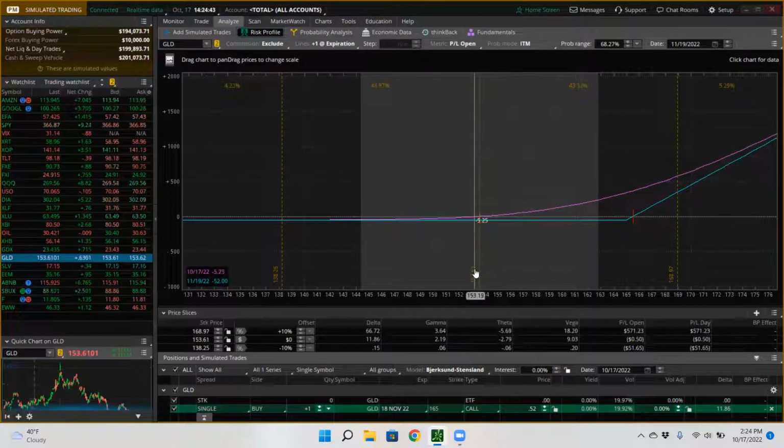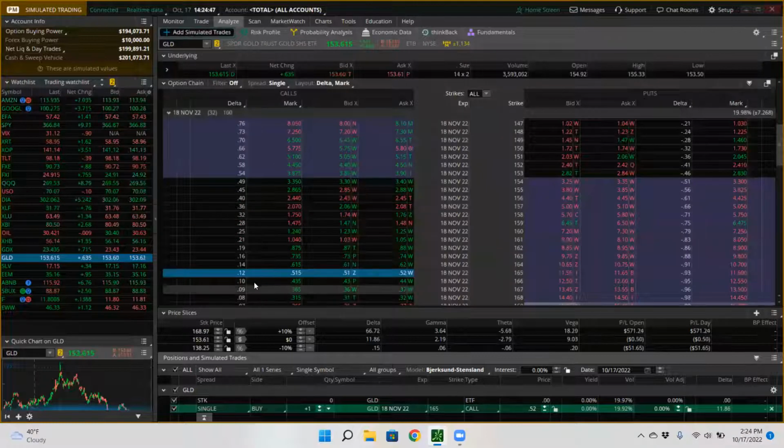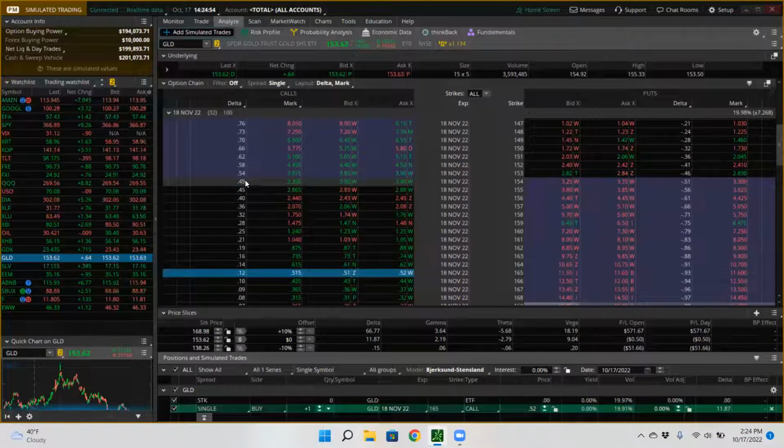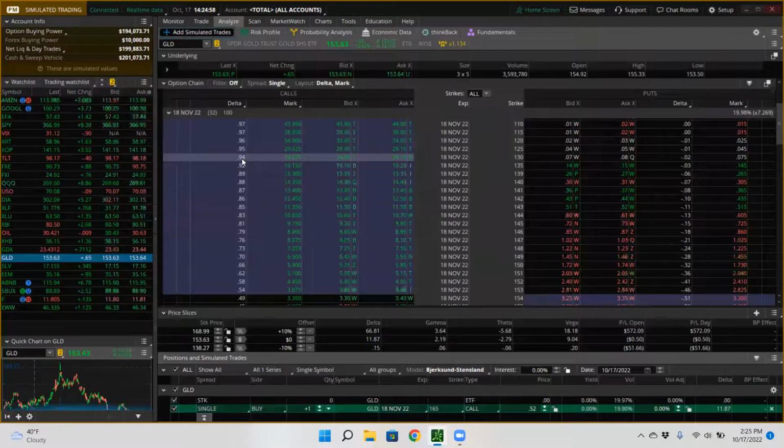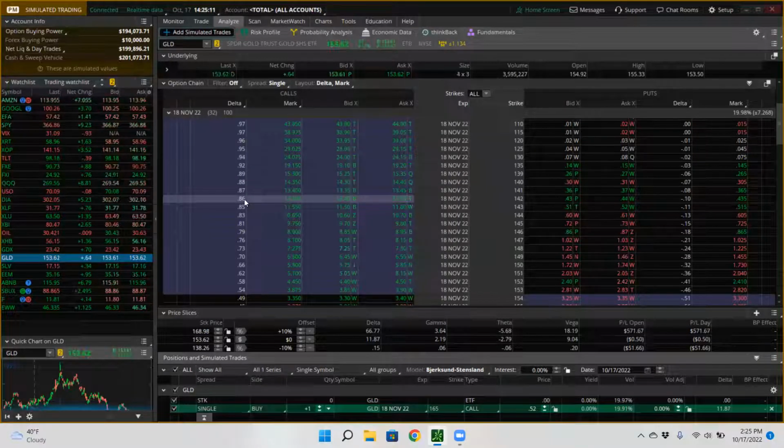And the further out of the money you go, you can look at the deltas. You can see that this is like controlling 10 out of 100 shares. This is like controlling 49 out of 100. And the deeper into the money you go, the more momentum you're going to have behind every penny, nickel, dime, dollar move within the underlying. So hopefully that helps a little bit with understanding option delta and how it works.